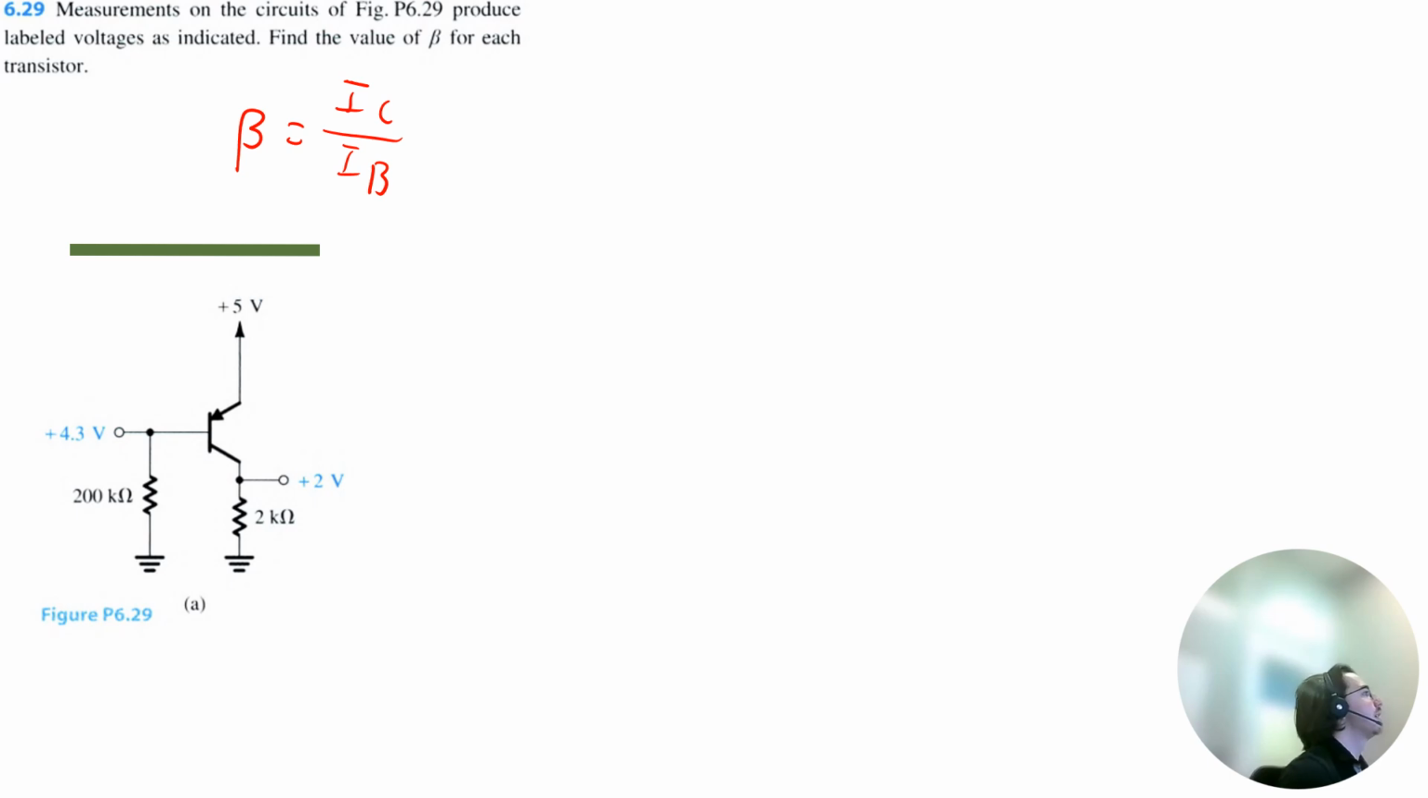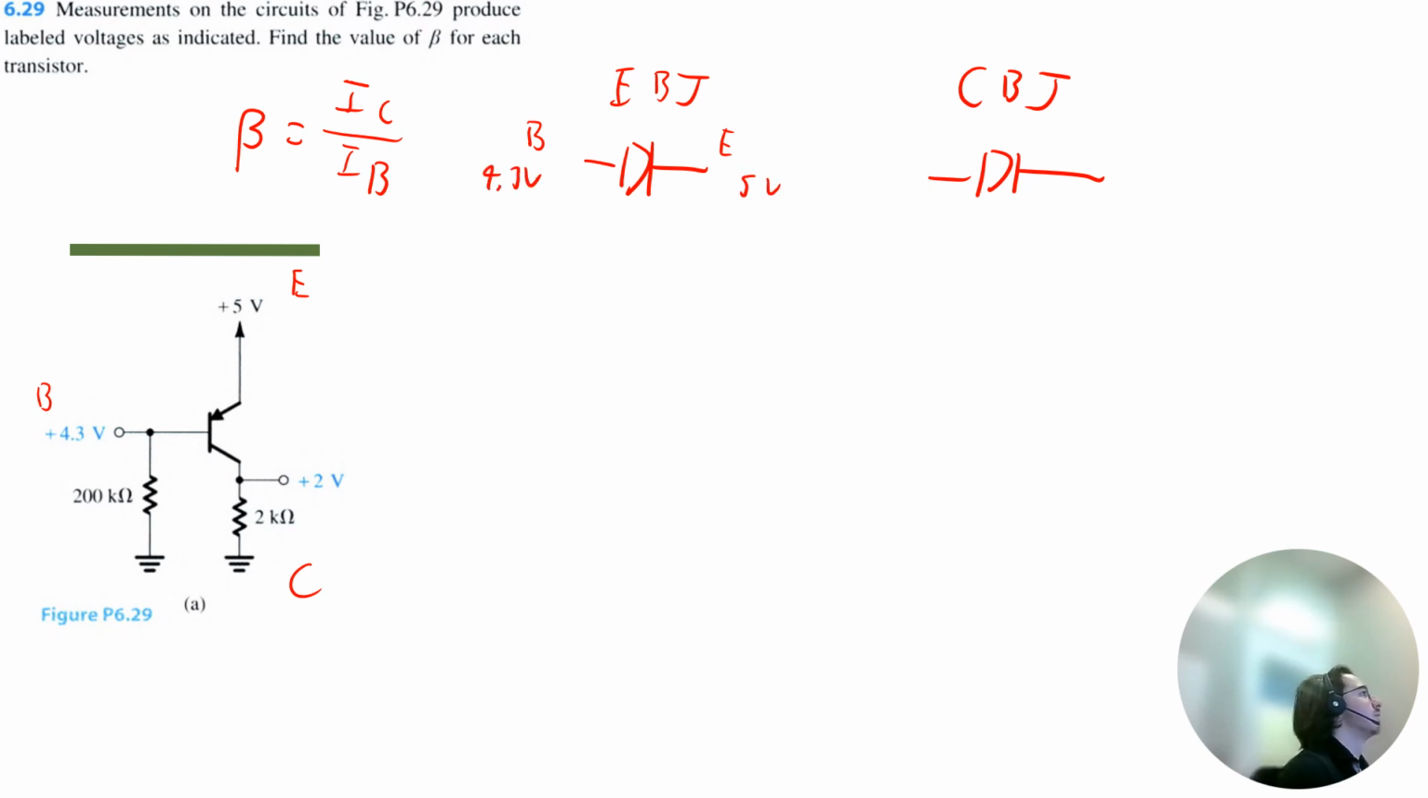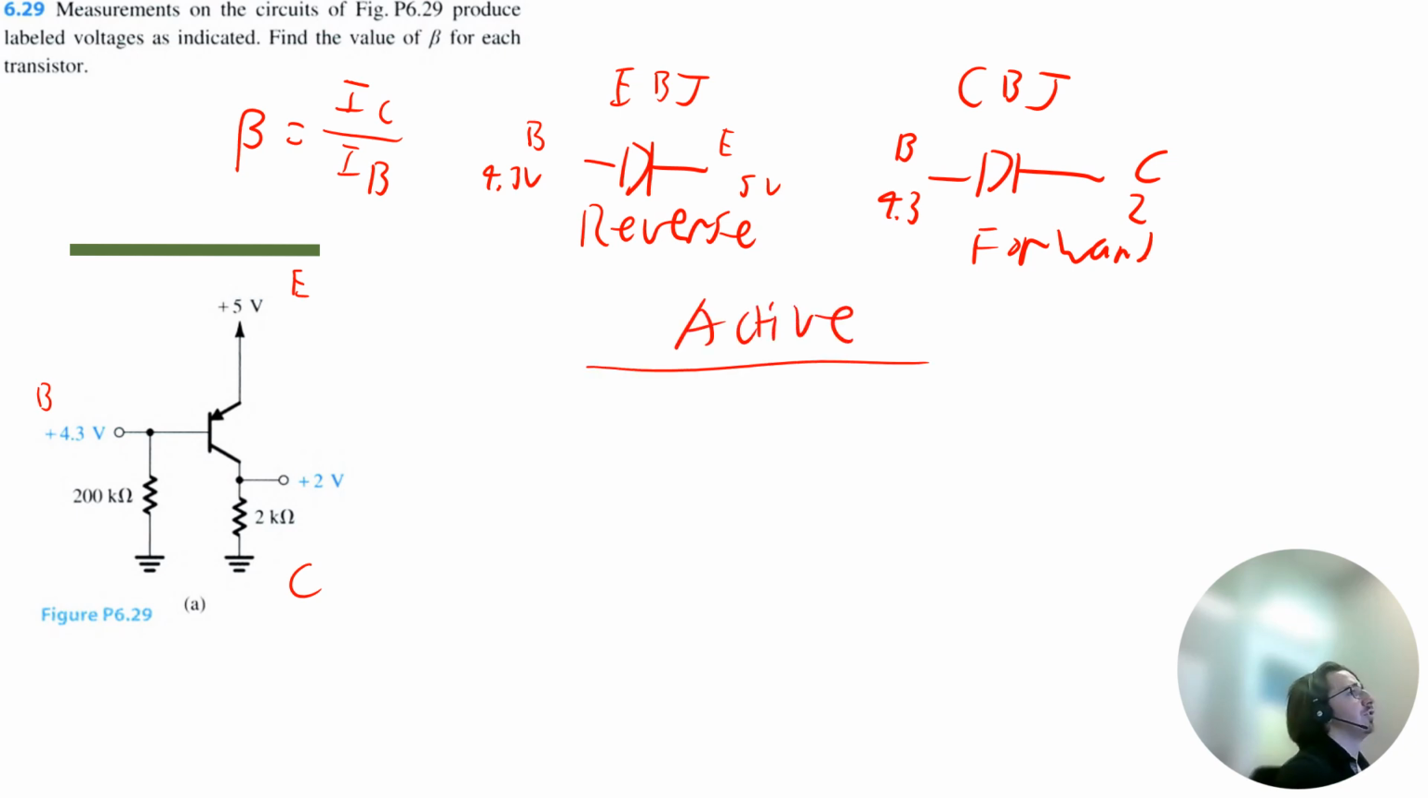Now we can see we have an NPN transistor, which means the emitter is the top, the base is the middle, and the collector is the bottom. Now let's discuss the EBJ and CBJ and figure out which mode of operation the transistor is in. EBJ goes from base to emitter, which is 4.3 volts to 5 volts, low to high, so the EBJ is reverse biased. The CBJ goes from base to collector, so 4.3 to 2, high to low, so the CBJ is forward biased, and this NPN transistor is operating in the active region.